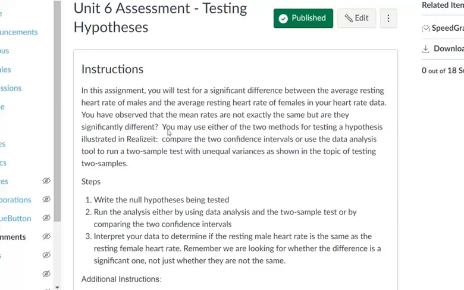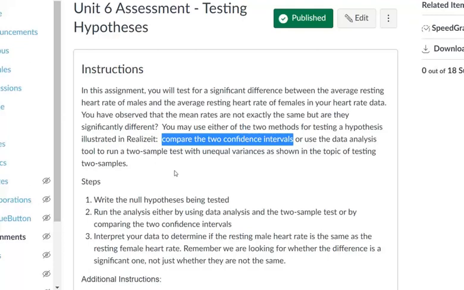So if you don't have the Data Analysis Toolpak, you can use this approach to easily do this assignment in Google Sheets or in Microsoft Excel. We want to compare the two confidence intervals. Basically what we're going to do is see if the two confidence interval numbers overlap.